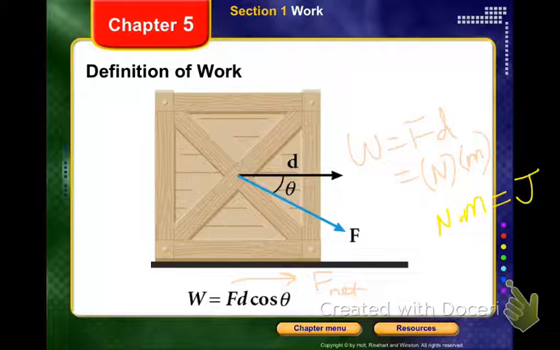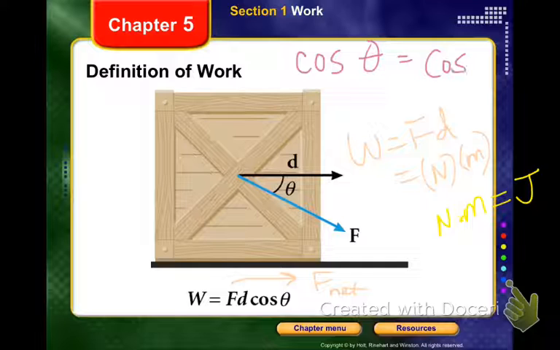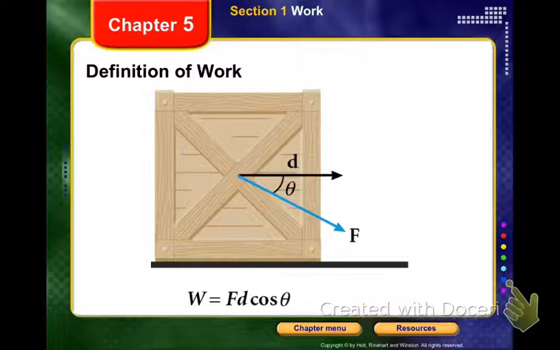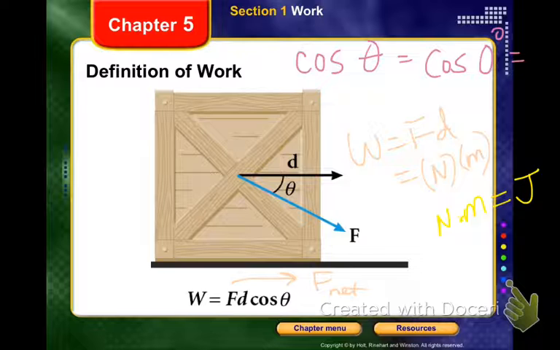Now, you can leave the cosine theta in there. Let's just assume that you're pushing parallel to your surface and you don't have a push or pull that is at an angle. You tell me, if we looked at cosine theta, what is cosine of 0 degrees? So cosine of 0 degrees is equal to 1. That's why you can leave that in there.